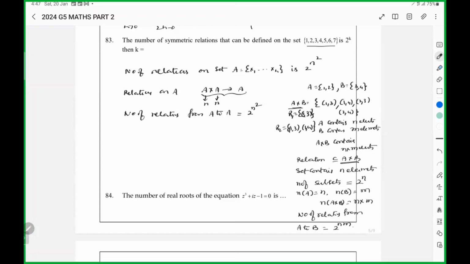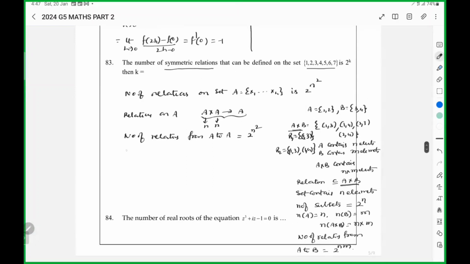No, but he is not asking relations. He is asking symmetric relations. So here, suppose relation on 1, 2, 3, if I take an example, so this is set A. Number of relations on A means subsets of A cross A. If A contains 3 elements, A cross A will contain 9 elements.